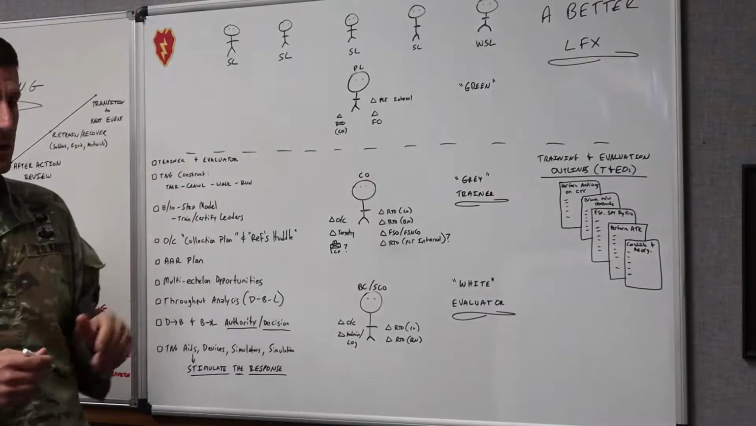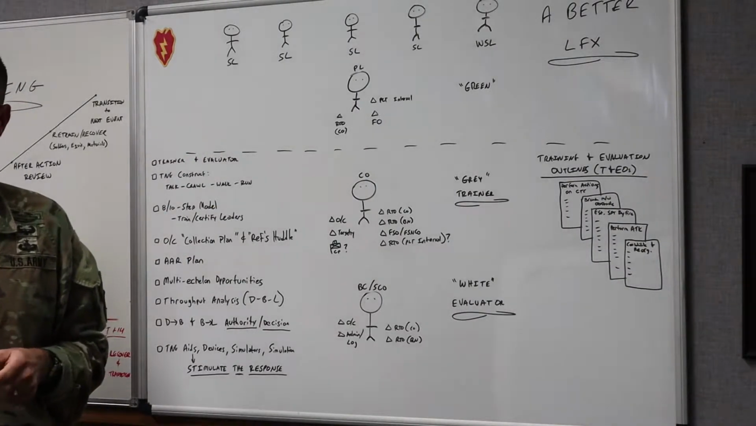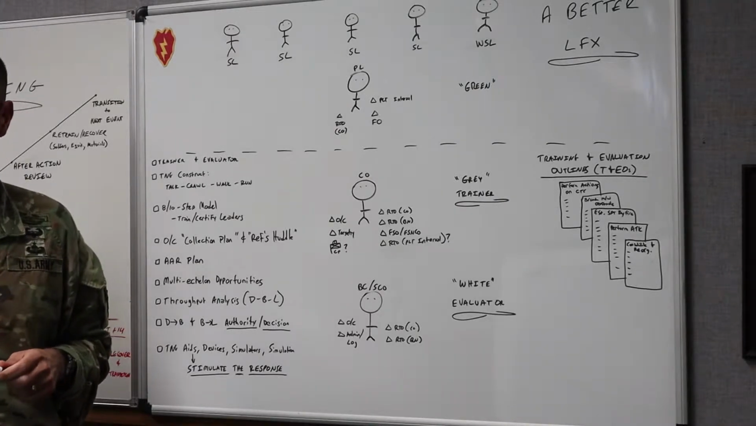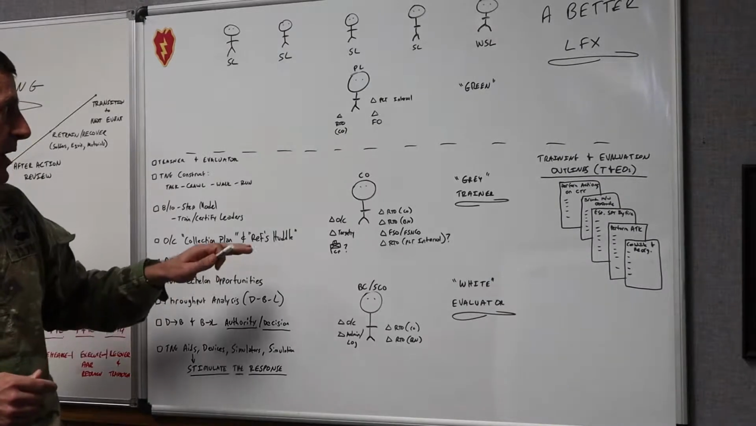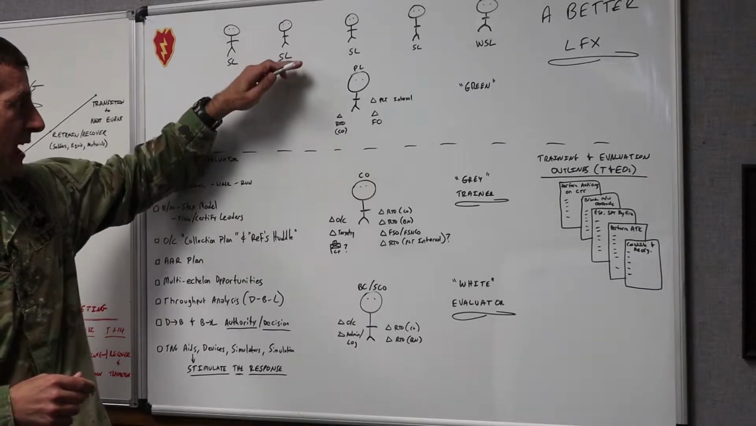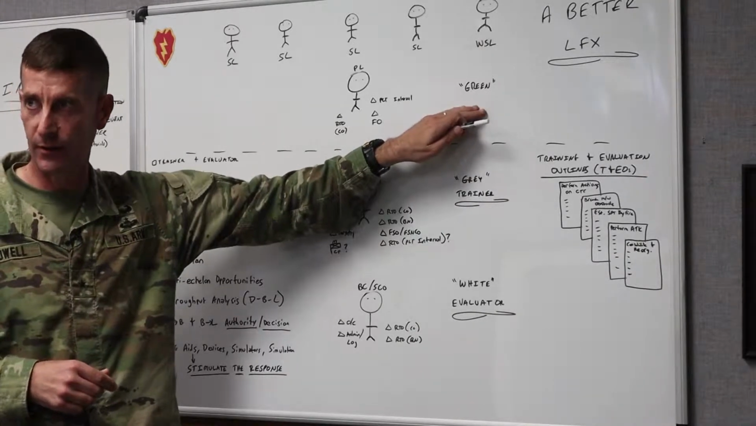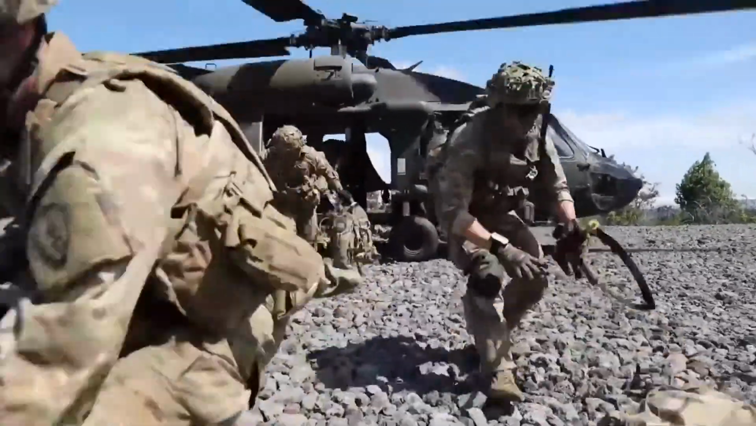So let's walk this diagram on how to make a better live fire because we're going to be better positioned to train, evaluate, and assess our plan. So in this model, once again, platoon is forward of this dashed line. We call them green. They are entirely tactical. They are the training audience. They're going to perform and execute the training.